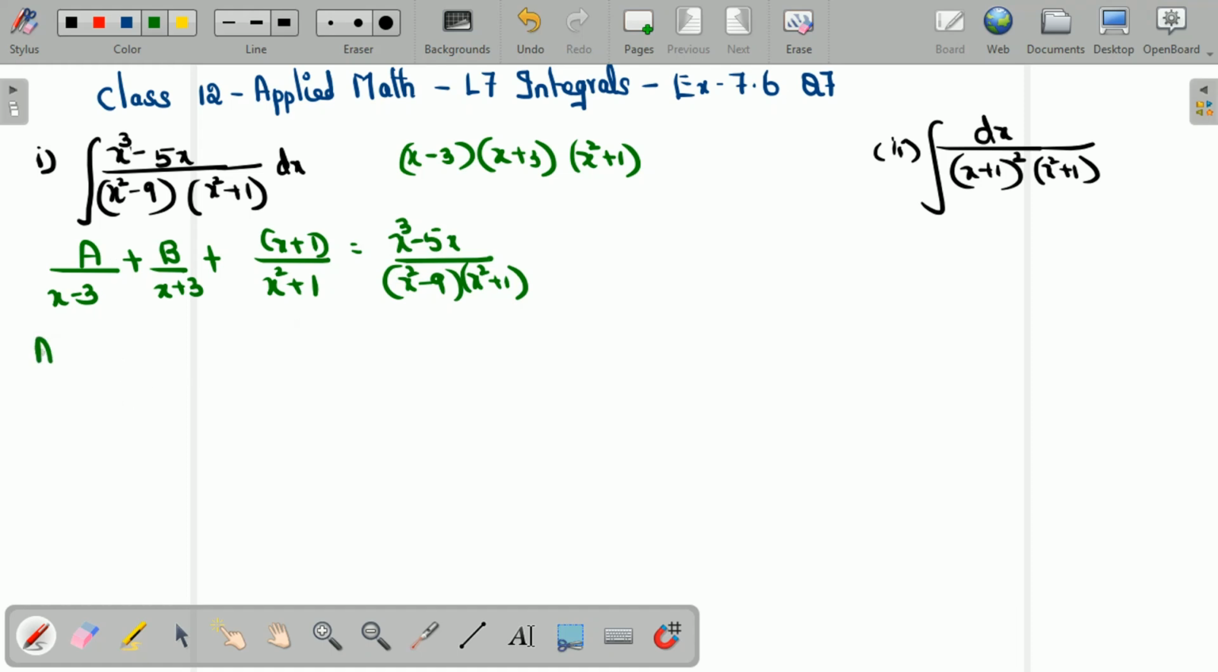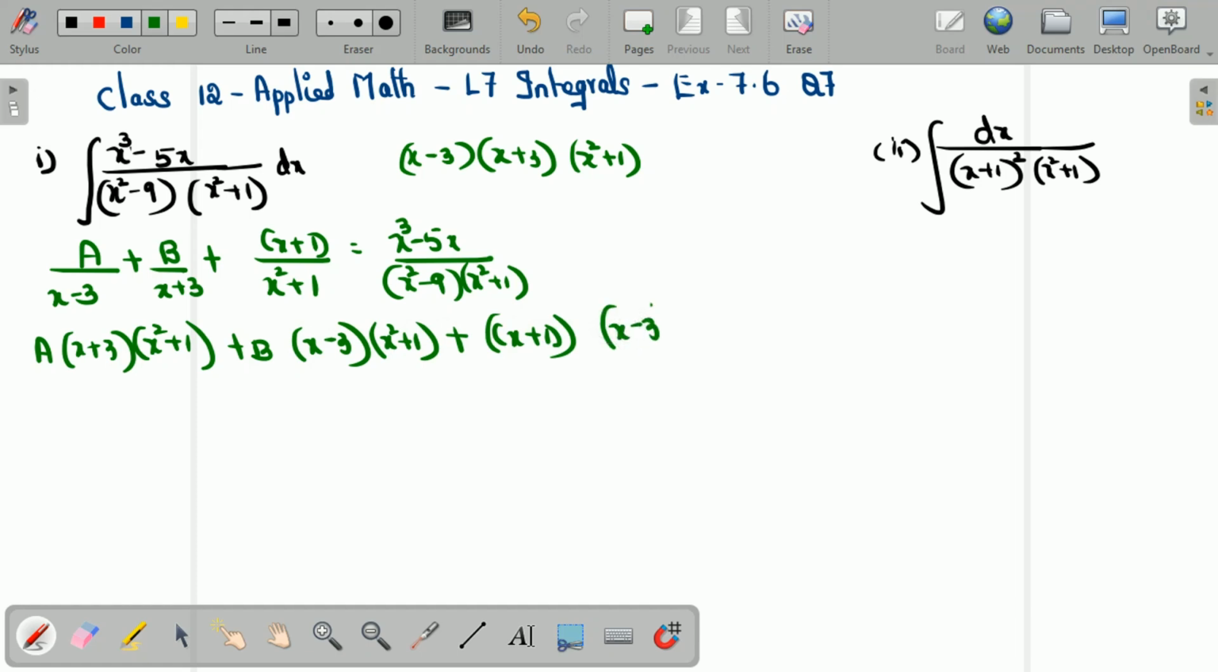So after taking LCM, it will be A into x plus 3 into x squared plus 1, plus B into x minus 3 into x squared plus 1, plus Cx plus D into x minus 3 into x plus 3. This is equal to x cube minus 5x. Now let's start to put different values for x. If x is equal to minus 3, we place.